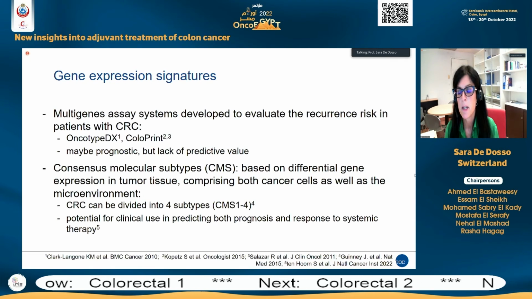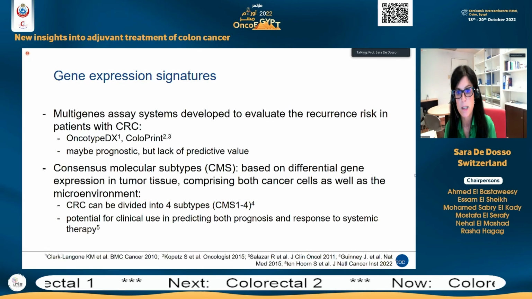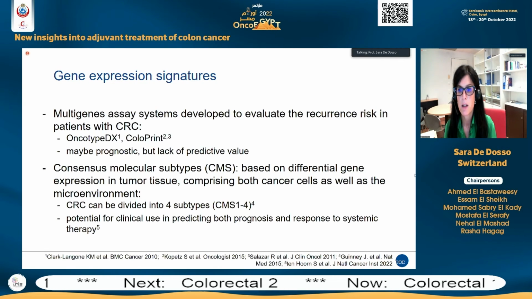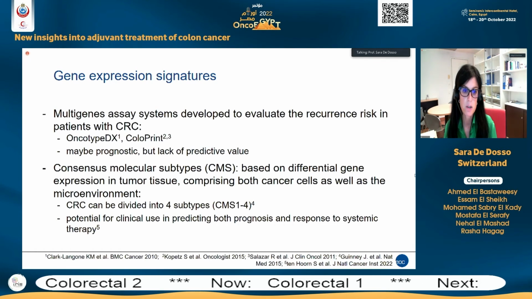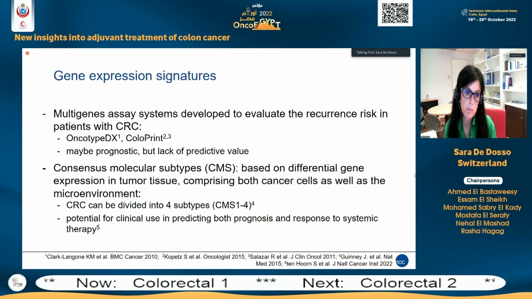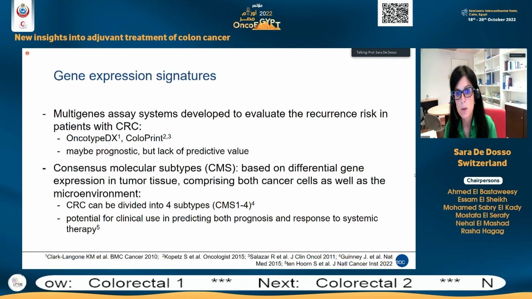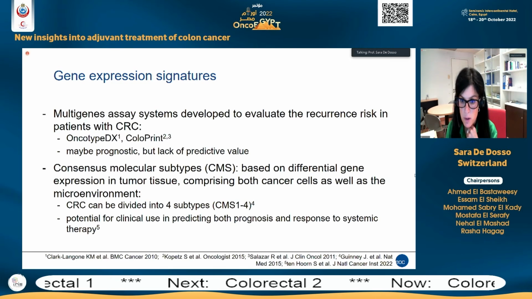that are based on differential gene expression in the tumor site, comprising both cancer cells as well as the microenvironment. So at the end, this classification can obtain 4 subtypes and has potential for clinical use in predicting both prognosis and response to systemic therapy.